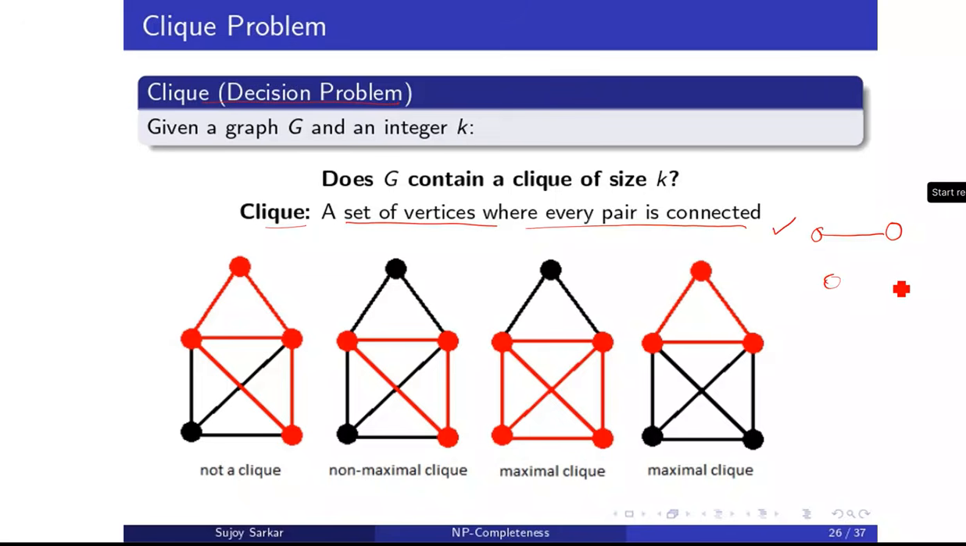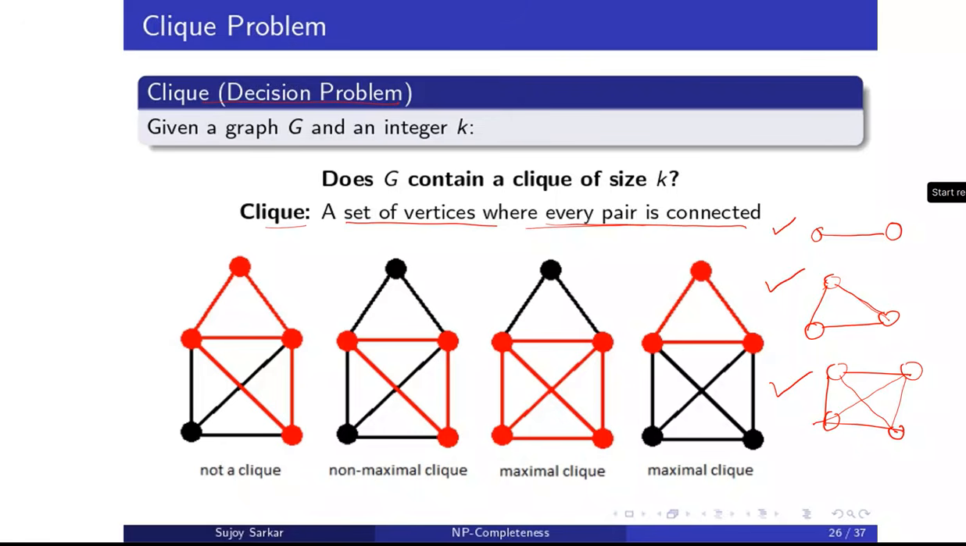If I take 3 vertices, every pair of vertices must be connected. So this is connected, this is connected, this is connected. So this is a clique of size 3. If I take 4 vertices, all pairs must be connected. So this is still not a clique. I need 2 more edges. This is a clique of size 4, right?